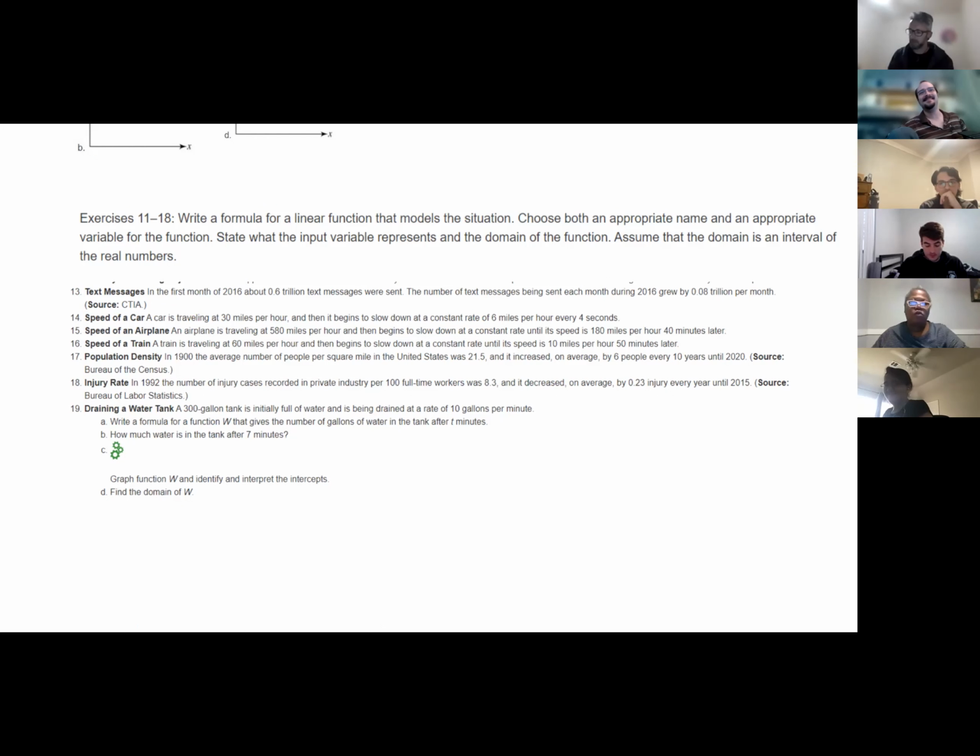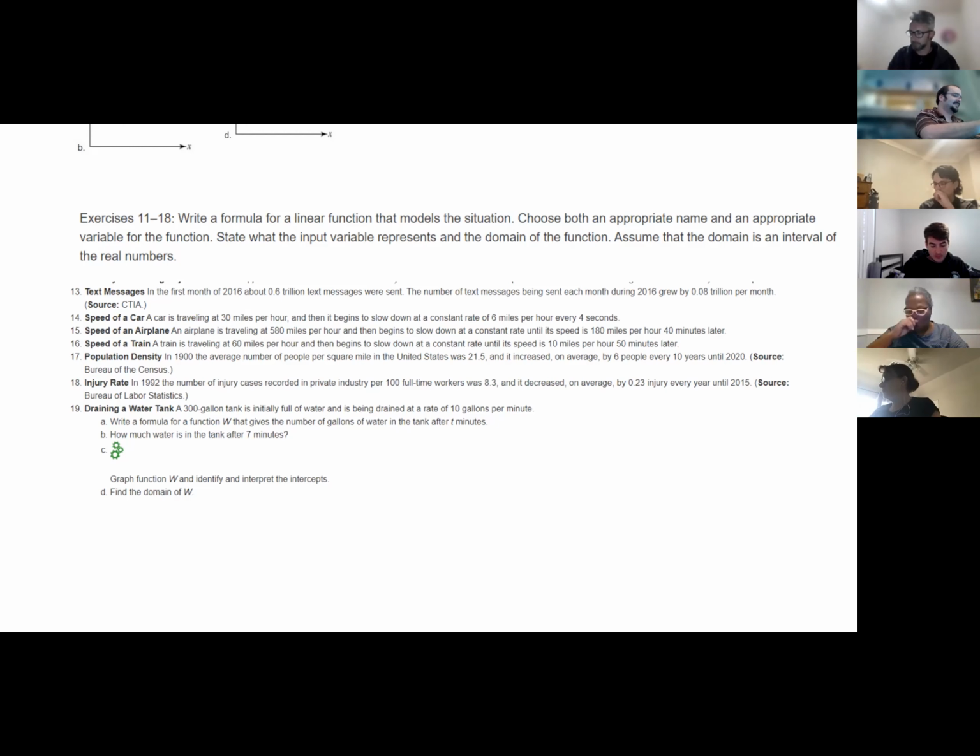Can you just go over 13? Because I didn't get 13. I'm thinking that they wanted us to identify the linear function that models the situation. Are we supposed to actually state that it was point slope? It should be slope intercept. Slope intercept.